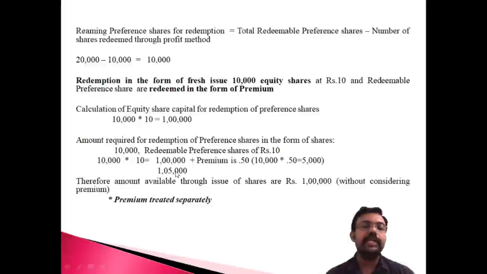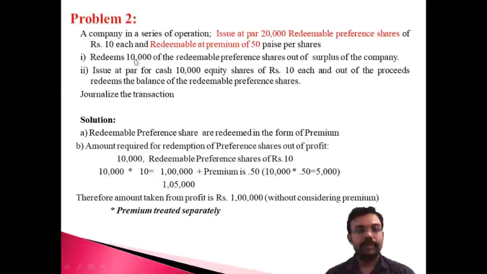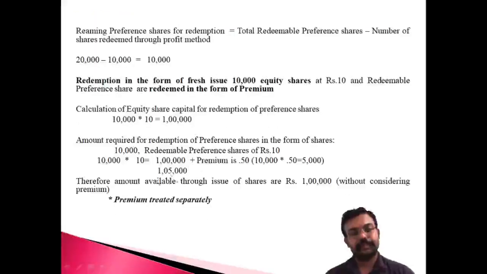കാരണം ഈക്വൽ ആണ്. ഈക്വൽ ഫ്രം ദ പ്രോഫിറ്റ് 10,000 ആൻഡ് 10,000 ടു ദ ഇക്വിറ്റി ഷെയർസ്. So in the form of the shares 1,05,000 ആവശ്യമായിട്ട് വരുന്നു. Therefore amount taken from the issue shares 1 lakh, because the premium always treated separately. Okay, let's move into the journal.